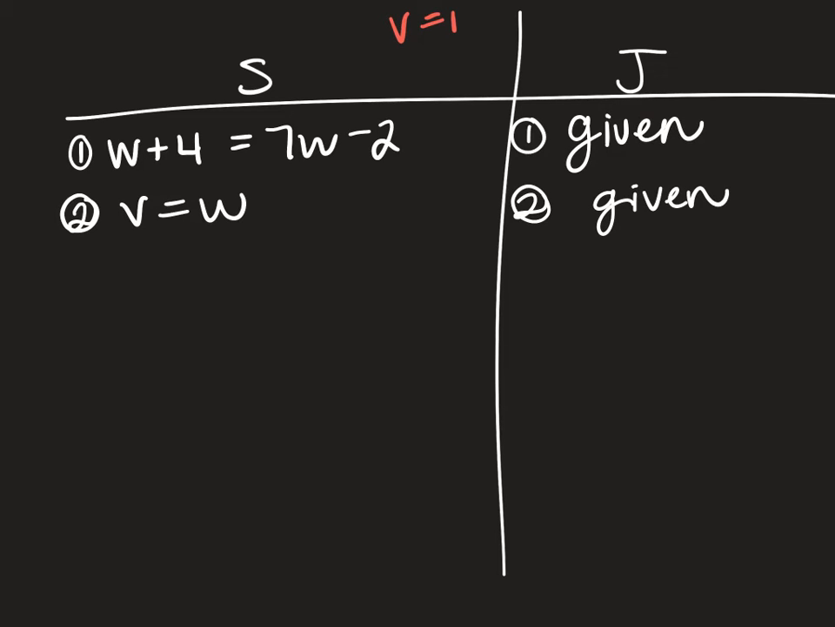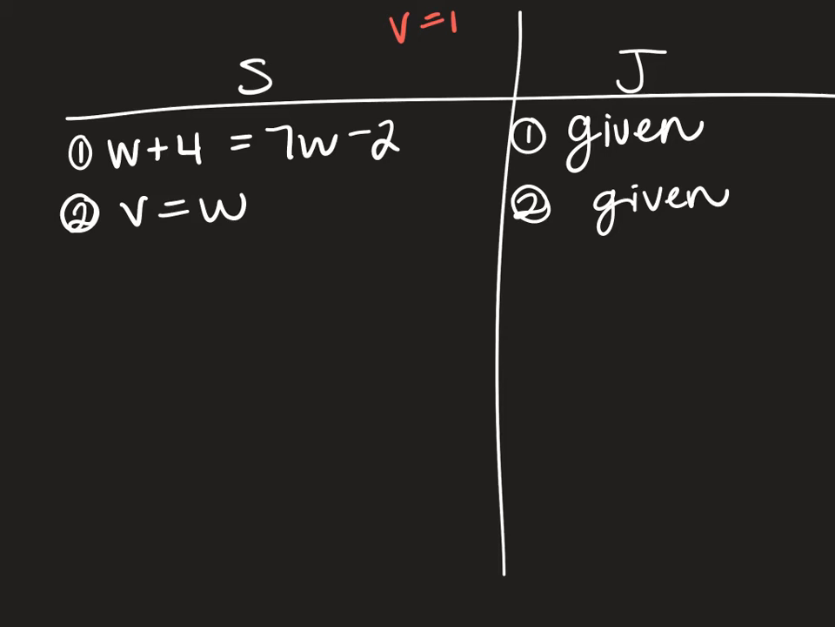So we need to get an equation that only has the letter V in it. So how would we do that? Change the W to a V. Yep, so we're going to change the W to a V.